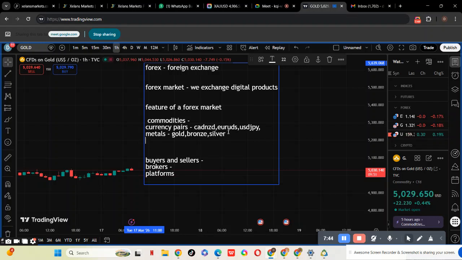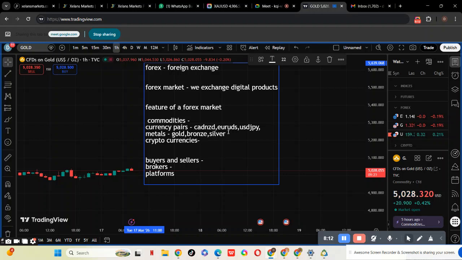Now from the metals, we have items we call the cryptocurrencies. What are cryptocurrencies? Now the cryptocurrencies, these are digital coins. These are digital coins which have been given value. Okay, these are digital coins. Examples of the digital coins, we have Bitcoin. You guys, everyone knows about Bitcoin. That's the most common cryptocurrency.